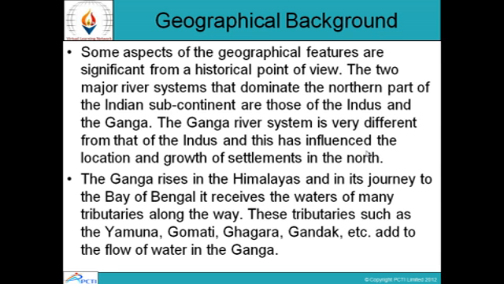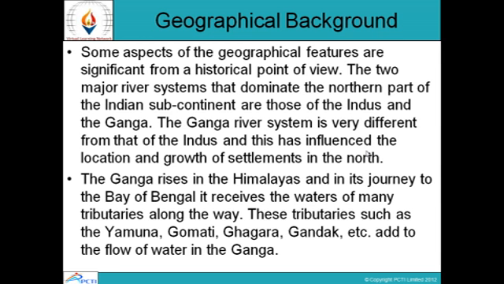Geographical background. Some aspects of the geographical features are significant from a historical point of view. The two major river systems that dominate the northern part of the Indian subcontinent are those of the Indus and the Ganga. The Ganga river system is very different from that of the Indus, and that has influenced the location and growth of settlements in the north.